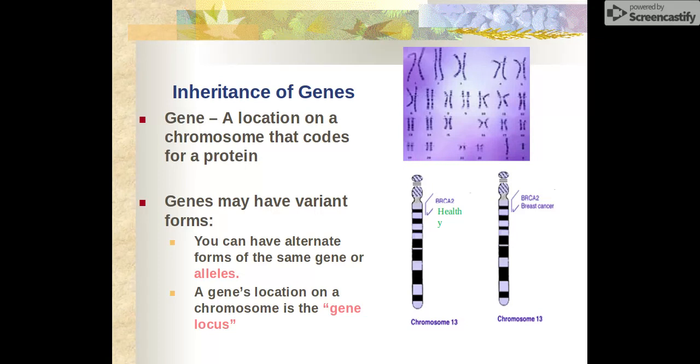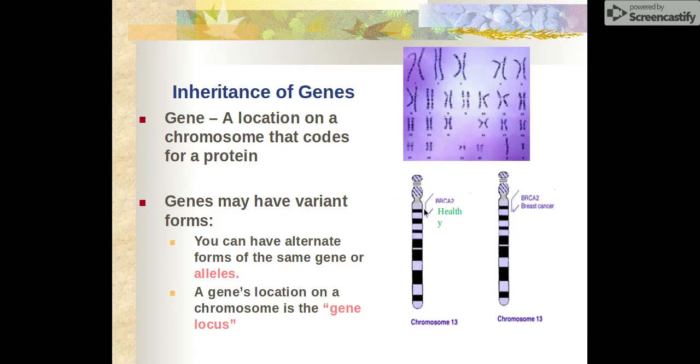So we've got variant forms of genes. Not all genes have the exact same form. That's why we're all so different from one another. These different or alternate forms of the same gene are known as alleles. These are found at the exact same place on the same chromosome.